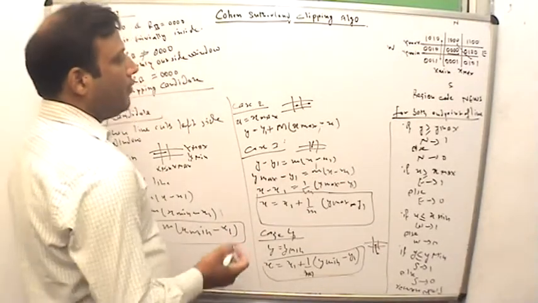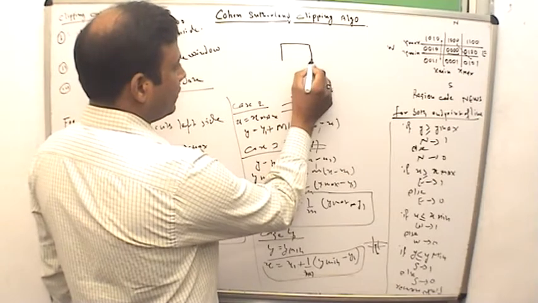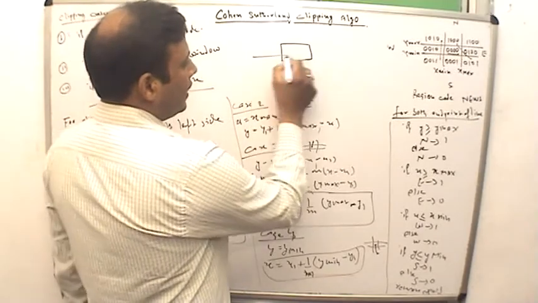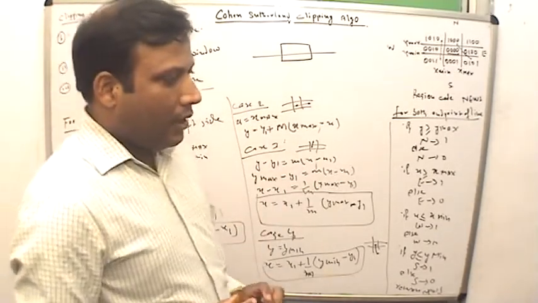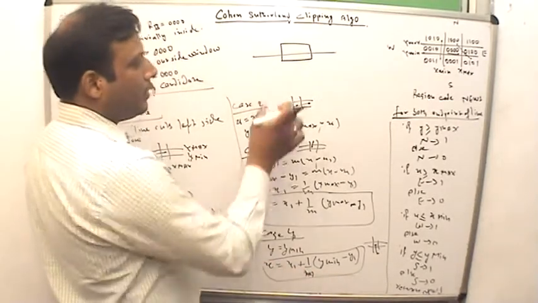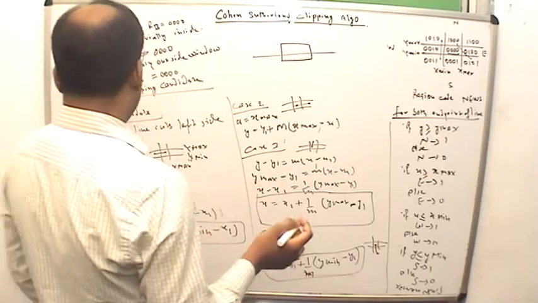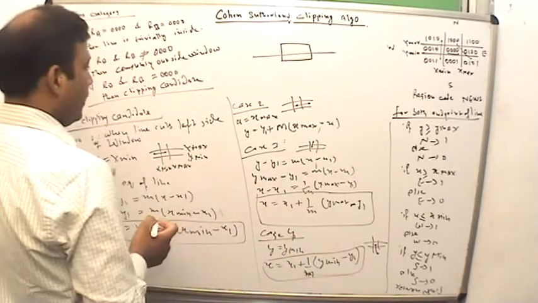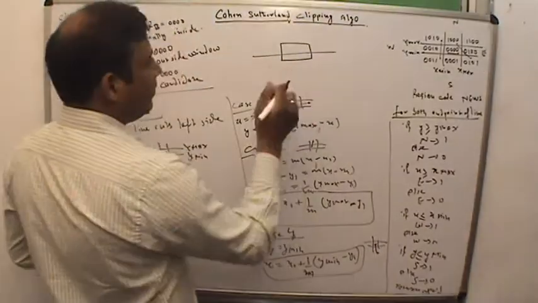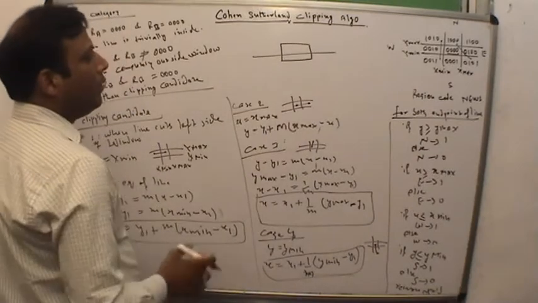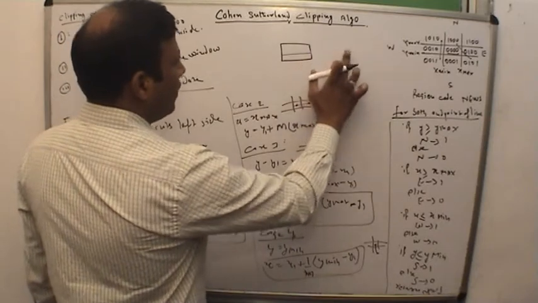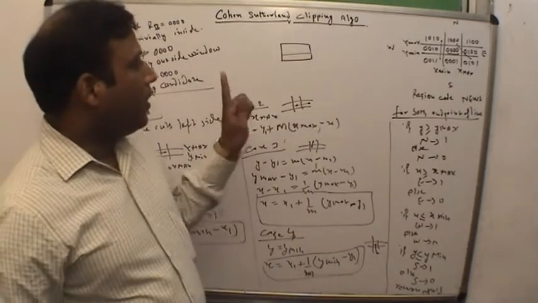Clipping is this: if we have a window, this is a window and this is the line. If we want to clip the line, we have to set the window position at the line, and if you want to cut the line from left and cut the line from right, then if you clip this line using the clipping window, the line will work like this.